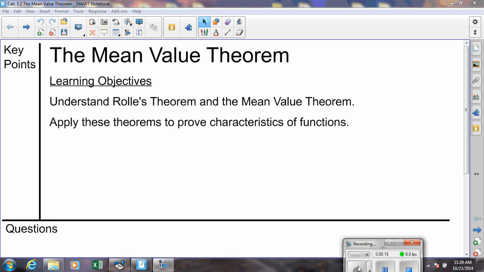The mean value theorem is going to serve as the foundation that explains why a lot of our upcoming topics are true. This will be an incredibly important tool to help us develop other techniques which have a broader base for being able to have uses. Our learning objectives are fairly straightforward. You should understand Rolle's theorem and the mean value theorem, and then be able to apply those theorems to prove or explain some characteristics of functions.